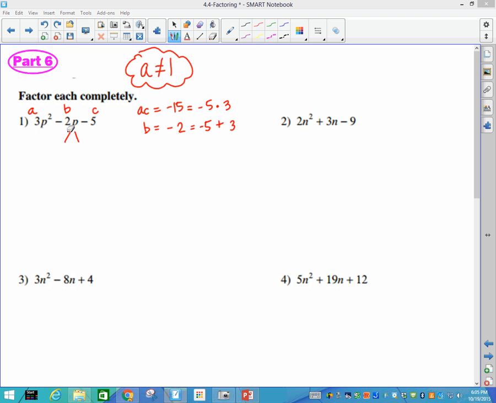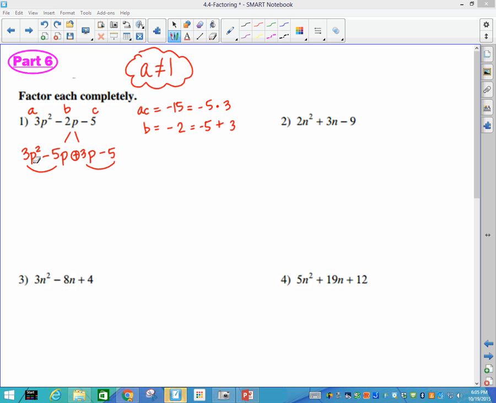So when I break this up, I'm going to have 3p squared. It doesn't matter which way, we'll all end up in the same place. So you can put minus 5p plus 3p minus 5. So I'm taking these two as my coefficients, -5 and 3. And then I'm doing the same thing, and breaking it up.